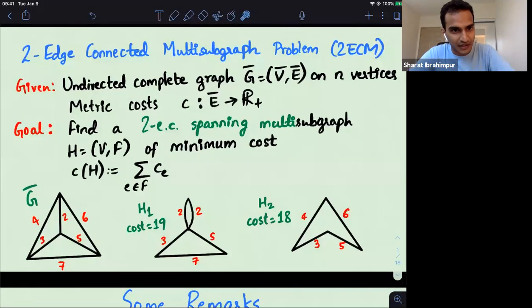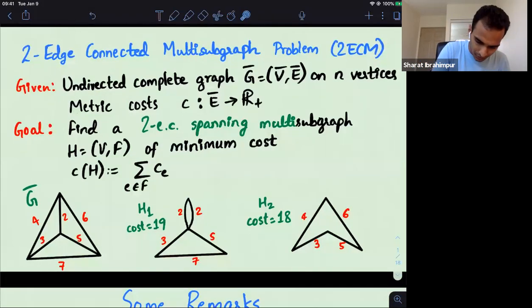The problem that we consider today is the 2-edge-connected multi-subgraph problem. In this, we are given an undirected complete graph, G bar. The vertex set is V bar and the edge set is E bar. This graph contains n vertices, and we are given a metric cost function C.